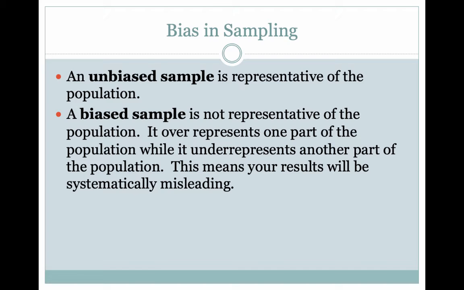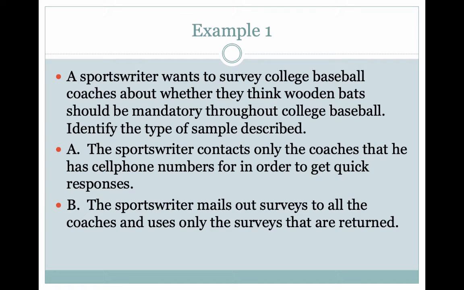A biased sample is not representative of the population. It overrepresents one part of the population while it underrepresents another part of the population. This means your results will be systematically misleading. Okay, so let's look at some examples.